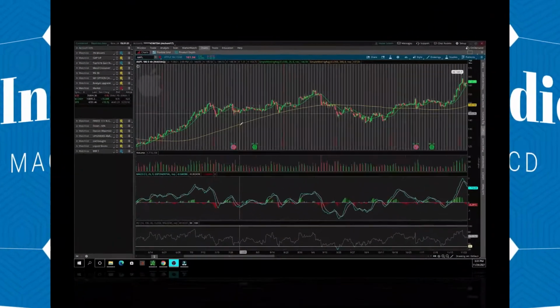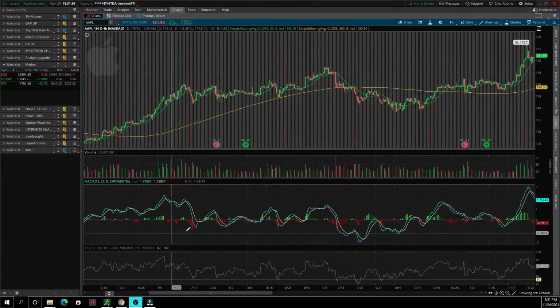We will start off with the MACD indicator. This is the MACD indicator right here. All this line right here is the MACD. So if you look right here, you see the MACD. Okay, this indicator has two zones. It has a negative zone right here, and above it is a positive zone.